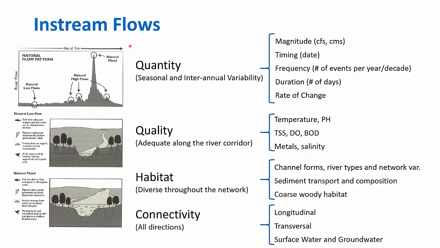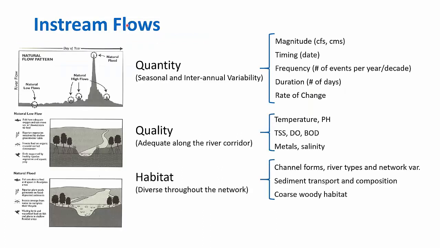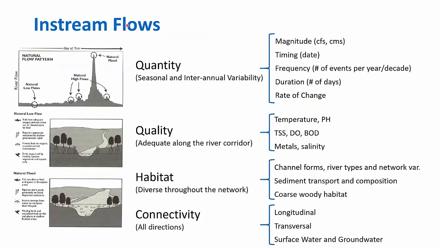So when we're talking about flows, the environment was these freshwater, riverine, riparian, and then not that much terrestrial, but it will benefit. In terms of flow, we're thinking about quantity, quality, habitat, and connectivity. Those are the components of in-stream flows.